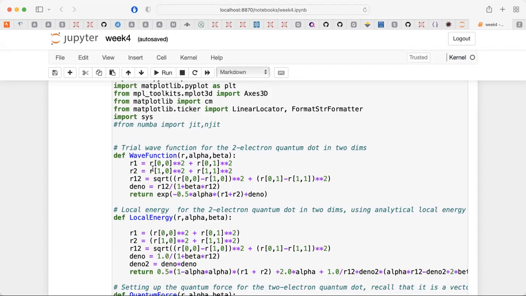So this means that my wave function is a single particle harmonic oscillator. This is the argument: x squared is the first one, y squared is the second one for particle 1, x squared for particle 2, and y squared for particle 2. Then I calculate the relative distance between particle 1 and 2. So this is the x component squared, and this is the relative y component squared.